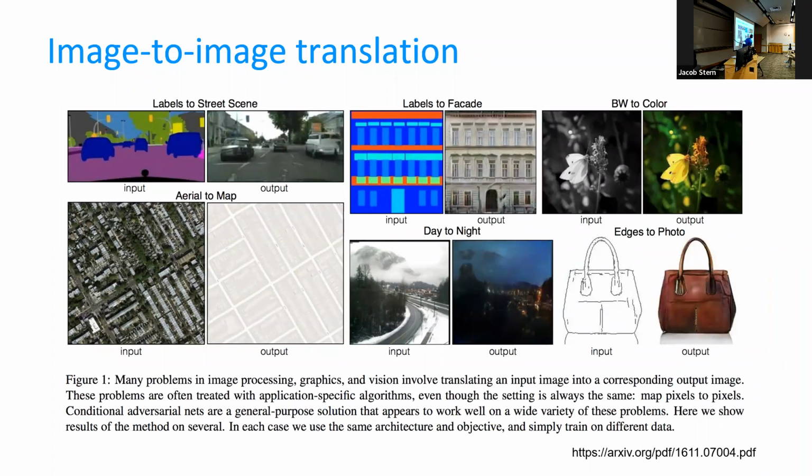Here I think this is mapping daytime to nighttime, so take an image taken at daytime and project it to nighttime. Here we have labels, it looks like, of windows and a facade, and we want to translate that to an image. Here we're rendering an image from black and white to color. And again, all of these pixel-to-pixel tasks, you can imagine reversing as well.